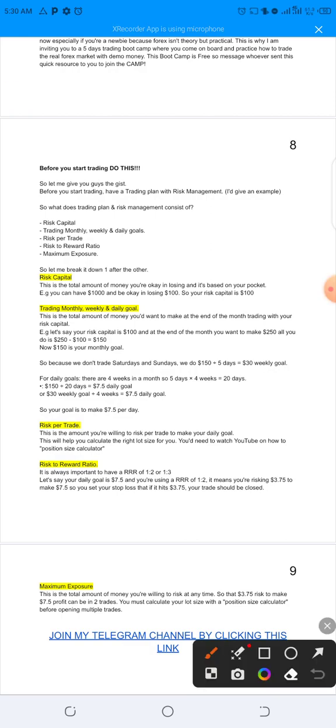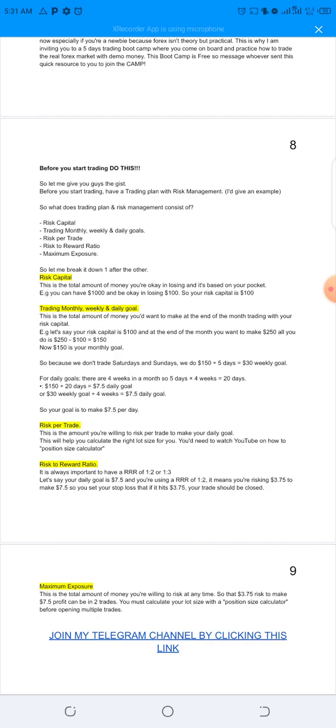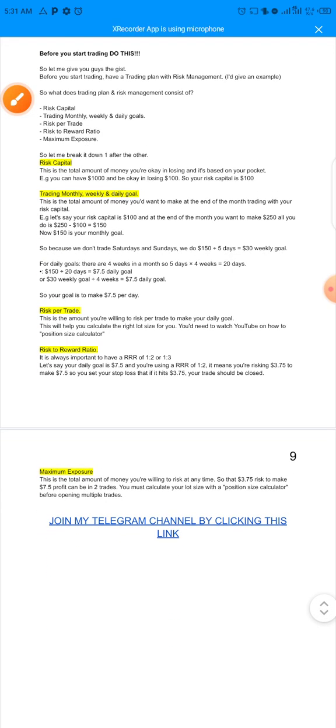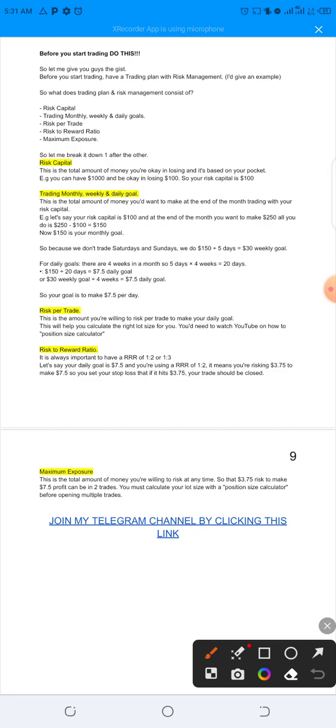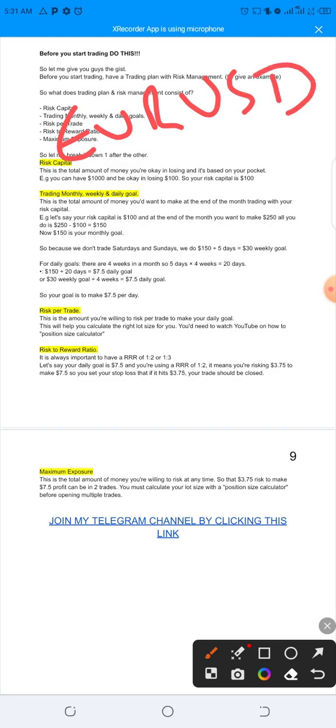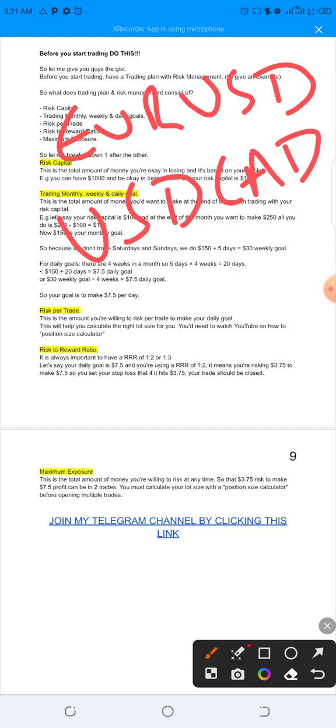So the last one is the maximum exposure. The maximum exposure is the total amount of money you are willing to risk at any time. So let's say yesterday I sent two signals, on Euro USD and USD CAD. In a day, with your $100 account, the example I've been giving you, you want to risk $5 to make $10.